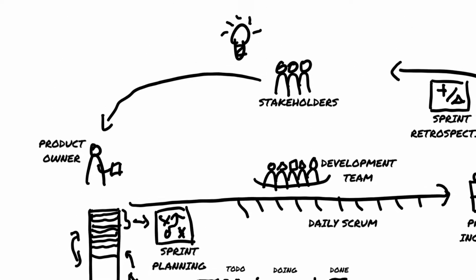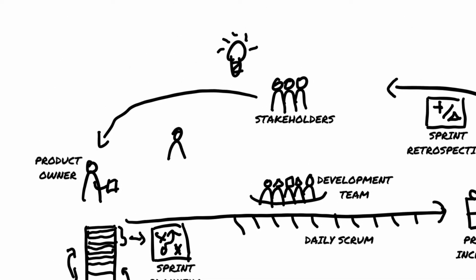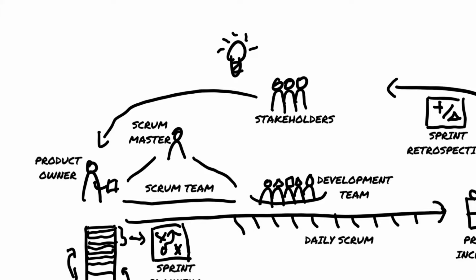Last but not least, throughout this entire process, there's a Scrum Master who's a servant leader serving the broader organization, the product owner, and the Scrum development team in achieving their overall goals and objectives, and helping everyone continuously improve and become more effective. These 3 roles together are known as the Scrum Team.